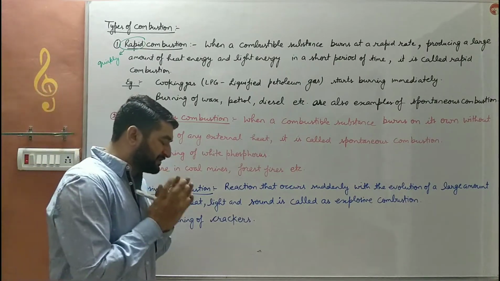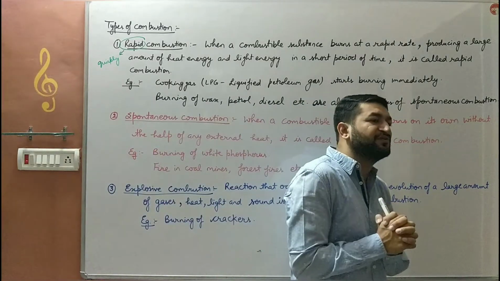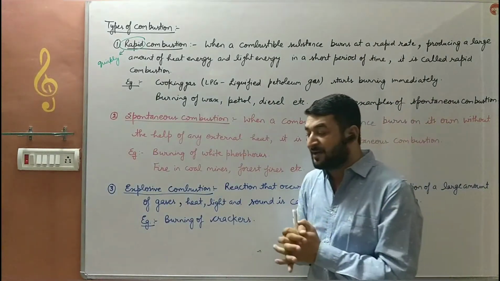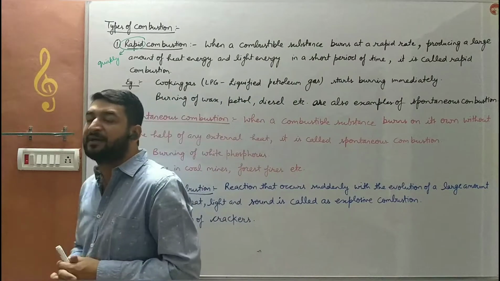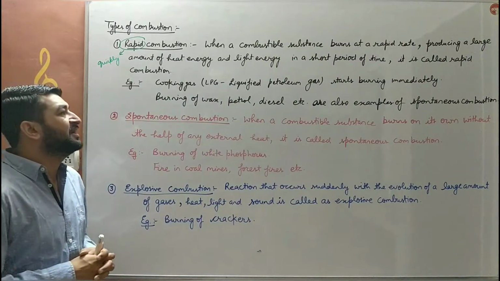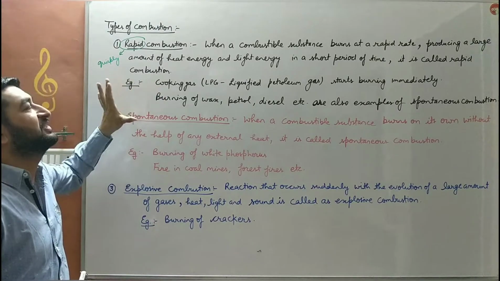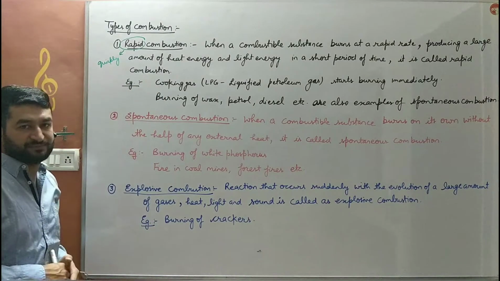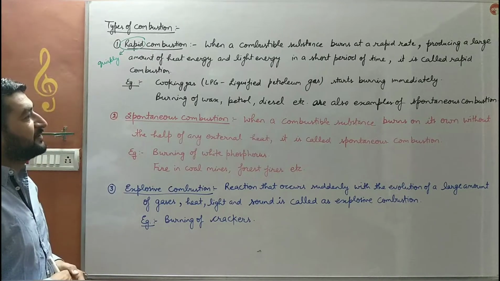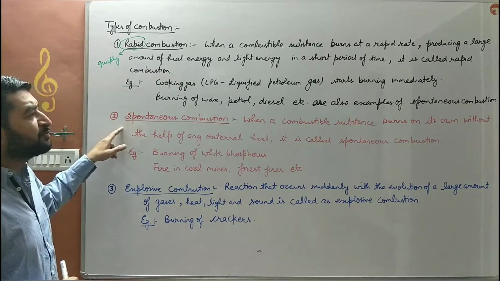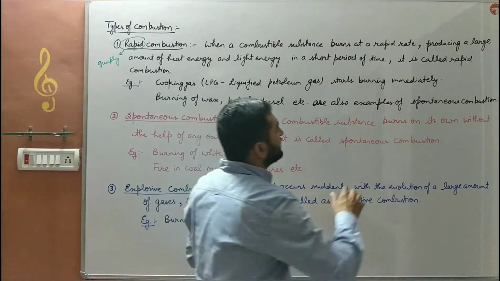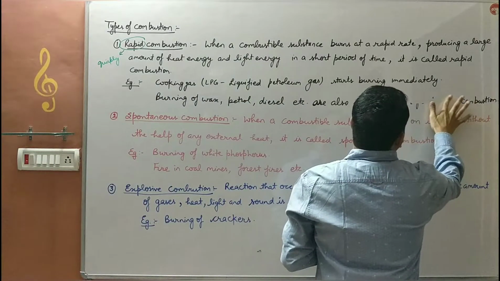So the combustible substances which burn very quickly, at a very rapid rate, to produce heat and light energy, that type of combustion is referred to as rapid combustion. Next, बच्चे, spontaneous combustion. One more thing, बच्चे, here it must be rapid, बच्चे, I think.